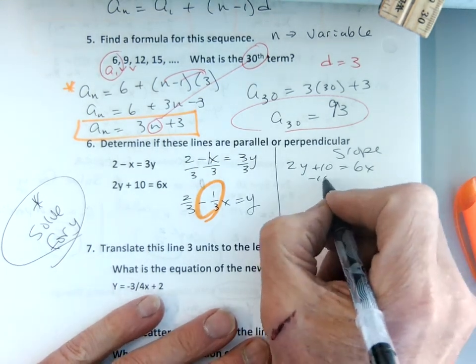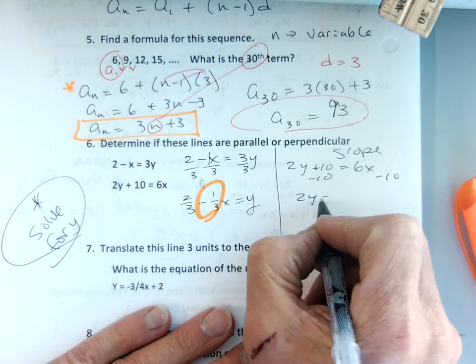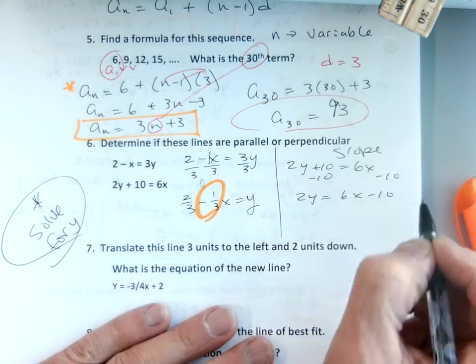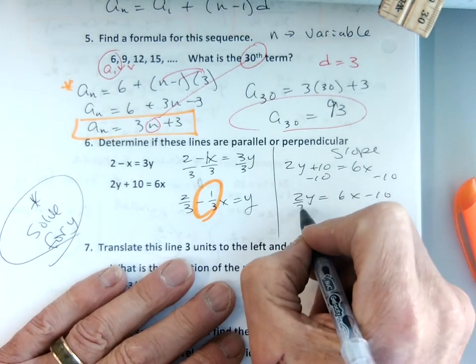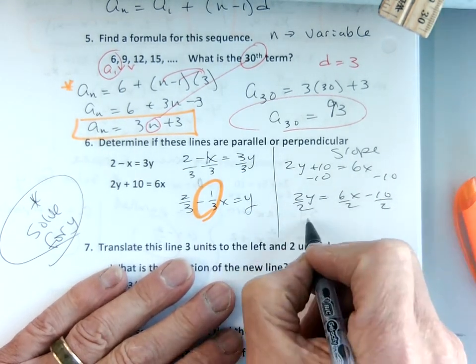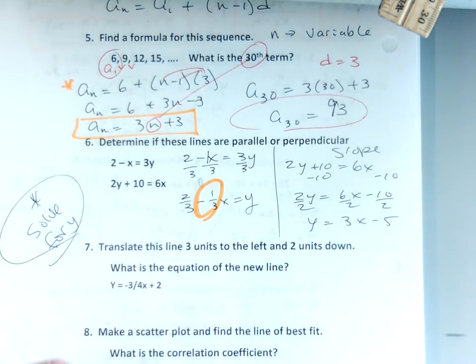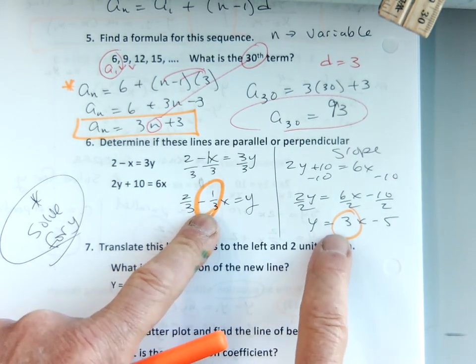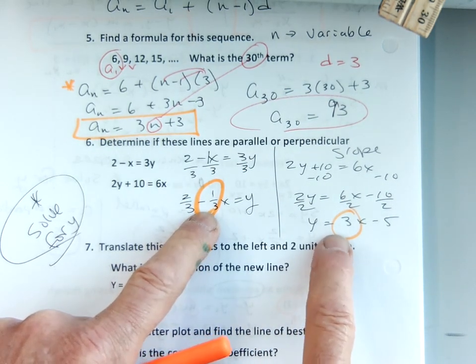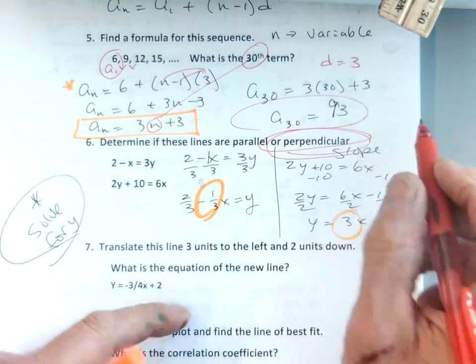Second equation, minus 10 minus 10. I'll have 2y equals 6x minus 10, right? Divide by 2, divide by 2. Y equals 3x minus 5. Okay, so what do you know? Parallel, perpendicular, or neither? Which one is it? Everybody agree? Perpendicular, because the slopes are negative reciprocals. So it is perpendicular. Good job.